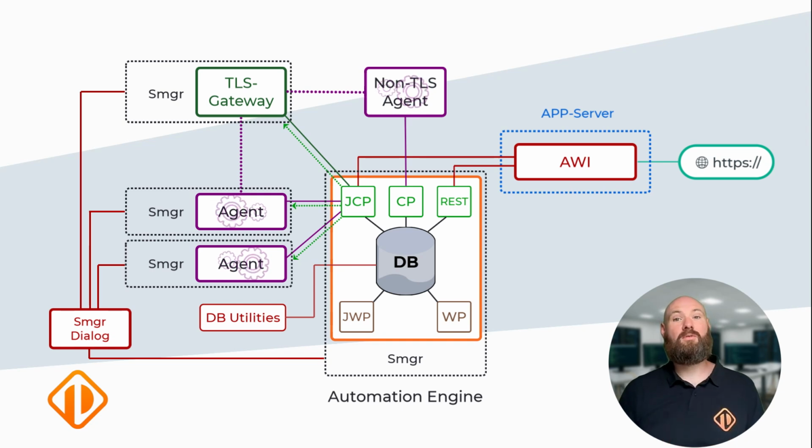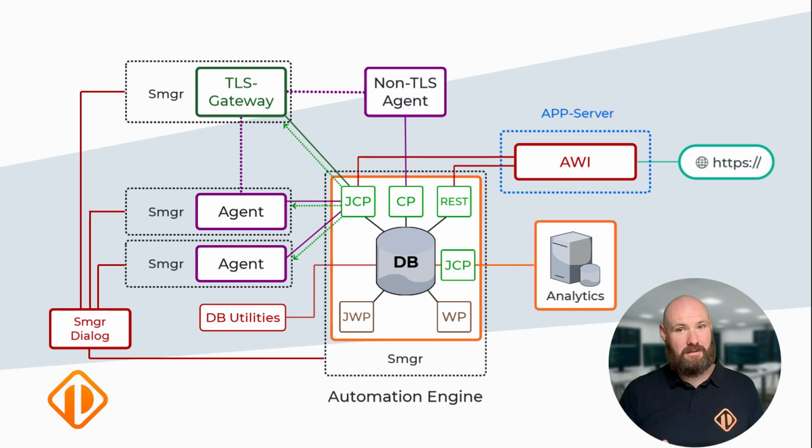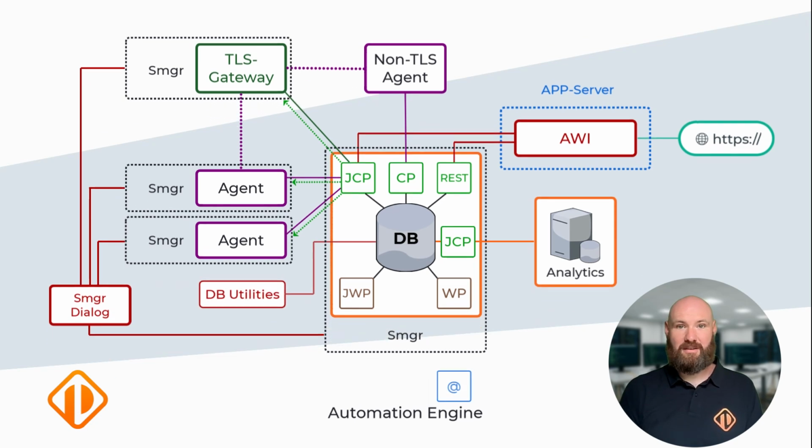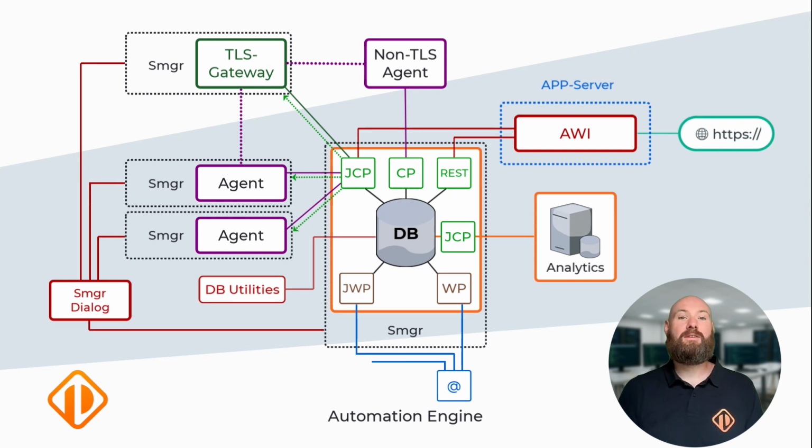Optionally, you can also use Analytics, a separate component with its own architecture and database. We are deliberately leaving that out here. Maybe you'd like to send emails directly from Automic? Of course, that's possible too. The WPs then communicate directly with your mail server. Agents can do that as well, by the way, for example, to send output files as attachments.